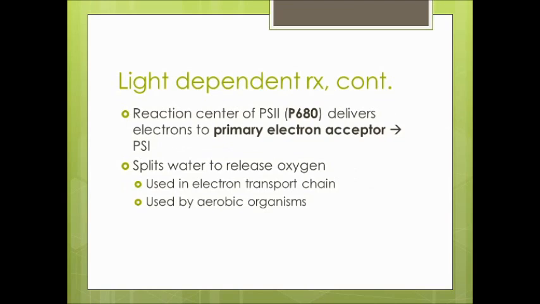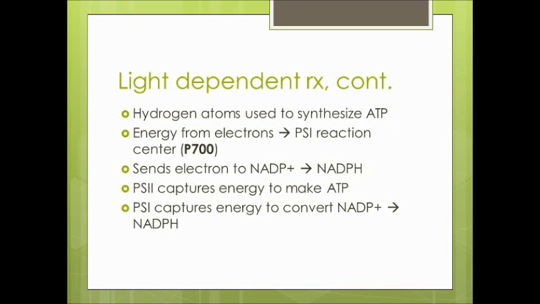So each reaction center of the photosystems will have a different name. The reaction center of Photosystem 2 is called P680. It's going to deliver electrons to the primary electron acceptor in Photosystem 1. This process will split water to release oxygen as a byproduct, which is either used in the electron transport chain or by aerobic organisms like us to breathe. Hydrogen atoms are going to be used to synthesize ATP, just like they are in our electron transport chains.